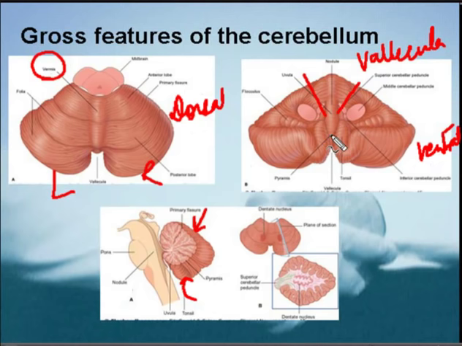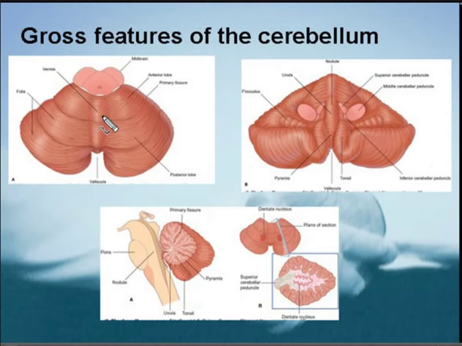Now if you look at the gross features of the cerebellum, notice these lines which go across. These are deep fissures, and the area between each fissure is known as a folium. And if you were to look at it in a cross section, each little part here is a folium. This part here is a folium. So each little bit here between two fissures is known as a folium.